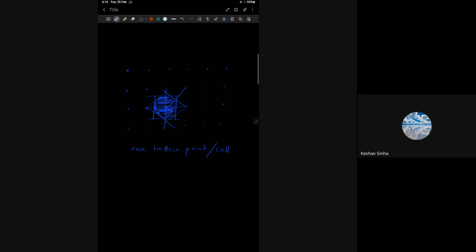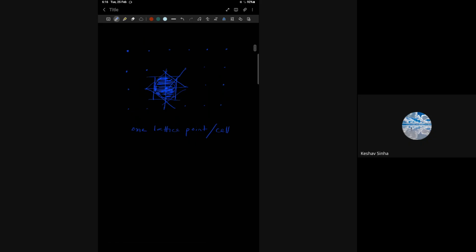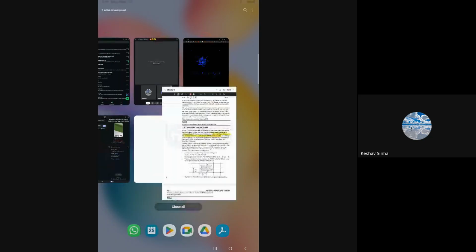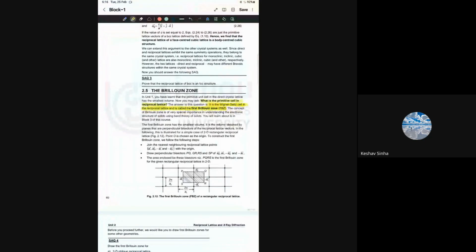Now in a reciprocal lattice, what exactly is it telling? It is the Wigner-Seitz cell in the reciprocal lattice that is called the first Brillouin zone. So, what is the first Brillouin zone? It is the Wigner-Seitz cell in the reciprocal lattice.